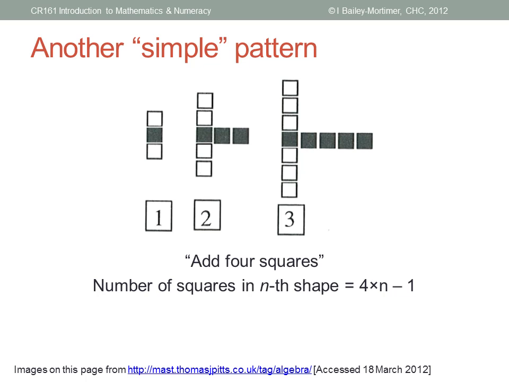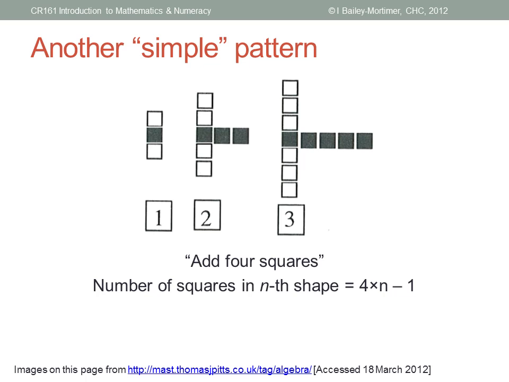Let's check it with the third shape. 4 times 3 is 12, minus 1 is 11. Are there 11 squares in the third shape? Yes, there are. Excellent. Now I have a descriptive and powerful mathematical rule to describe this pattern.